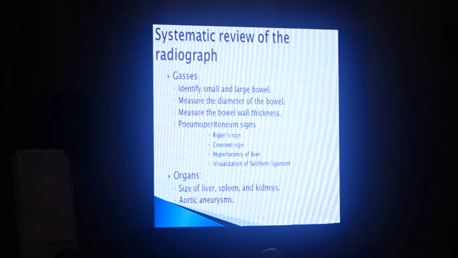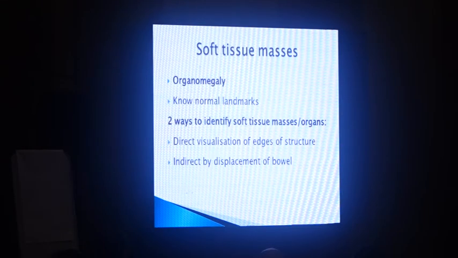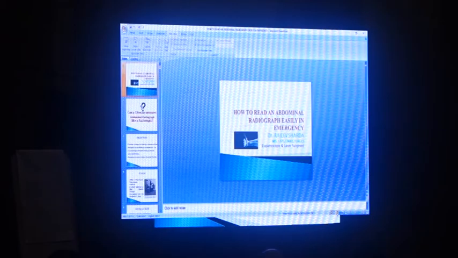So till now we have completed the gases. Now coming to the organs. Although we should not comment on the organs on a skygram, because skygram is poor for organs and better modalities are available like ultrasound as well as CT scan of the abdomen, at least we should know that we can interpret something about the size of the liver, kidneys, spleen. So how to identify the organ size?